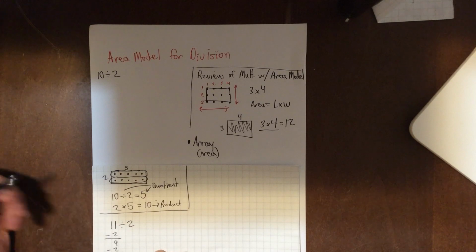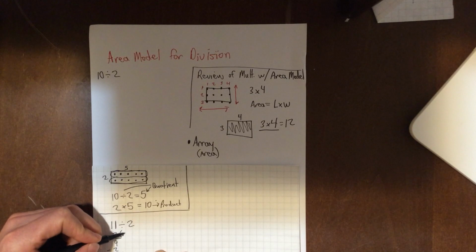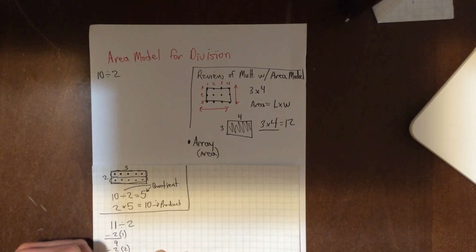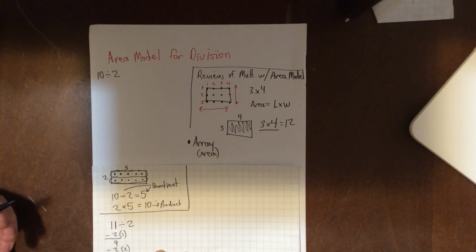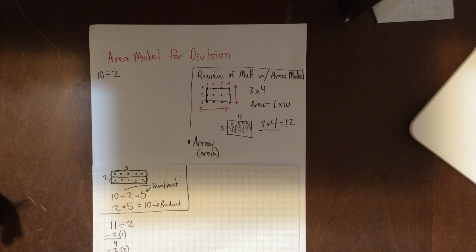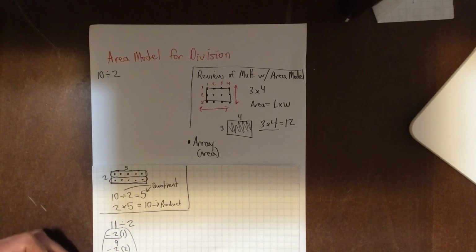So I wonder how many 2's I was able to take away. Here's 1 2, 2 2's, 3 2's, 4 2's, 5 2's. Okay, so I know that I have 5 groups of 2 that can go within 11. But I have 1 left over. Now, this is kind of a lot of writing.